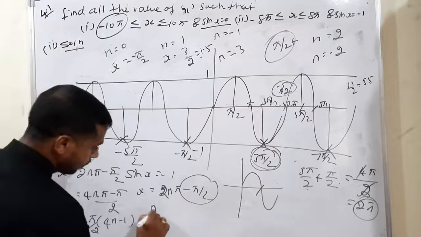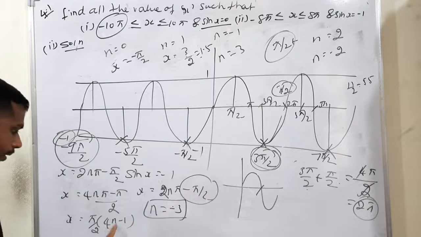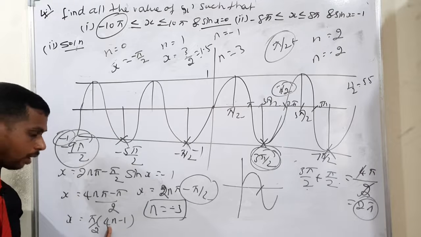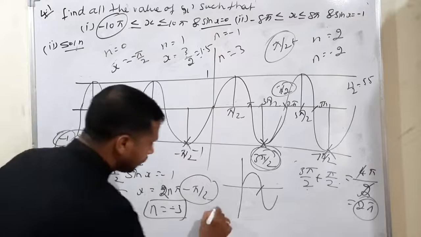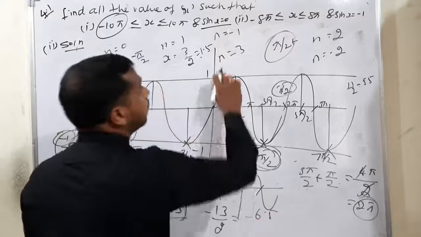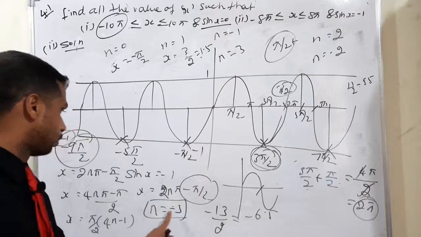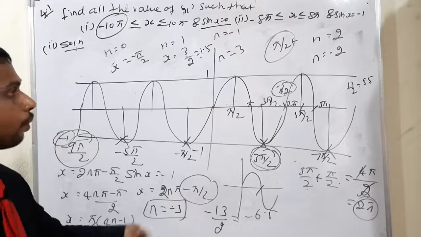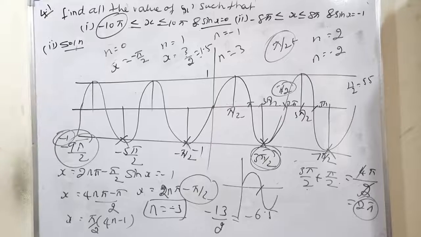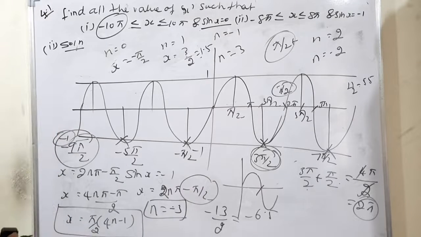Minus 3 means, so n is equal to minus 3. What will happen? n is equal to minus 3 means 4 into minus 3 means minus 12. Minus 12 minus 1 is equal to minus 13 pi by 2. So minus 13 pi by 2 means minus 6.5 pi. It's one of the values in the interval, no, minus 8 pi to positive 8 pi. So minus 3 is also a suitable case, but positive 4 and negative 4 we have to check. So what are the possible cases? Actually the main term x is equal to pi by 2 into 4n minus 1.